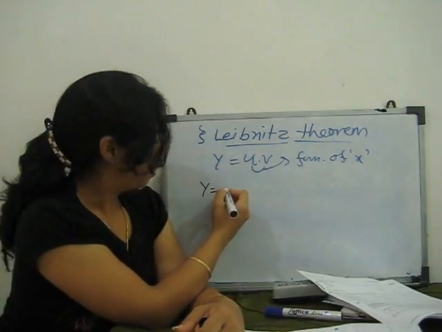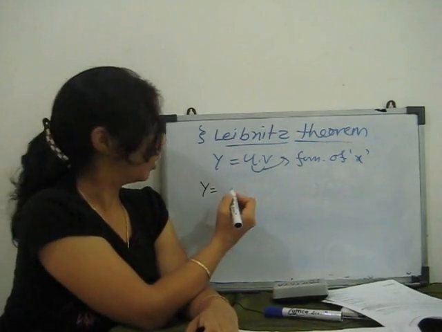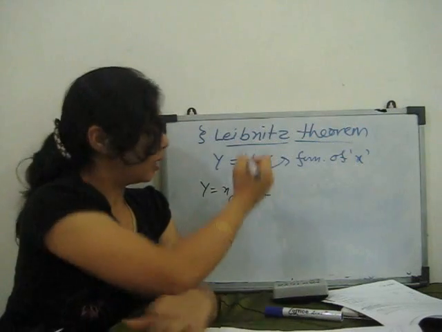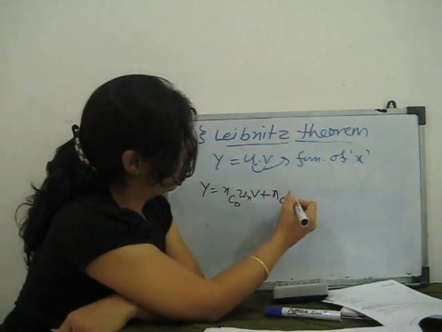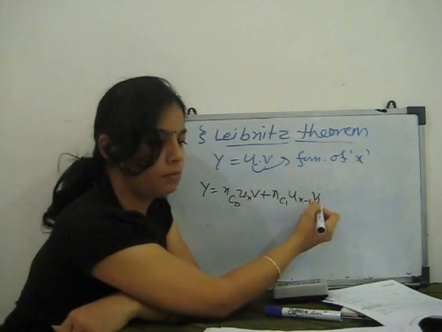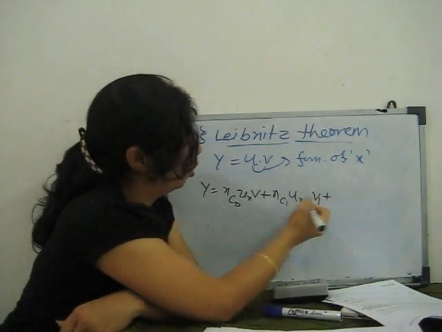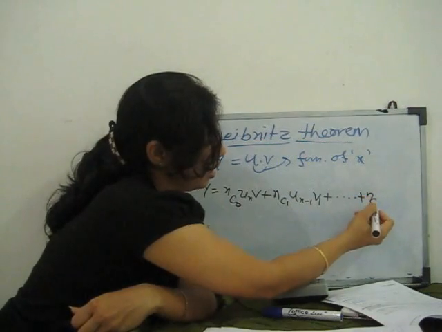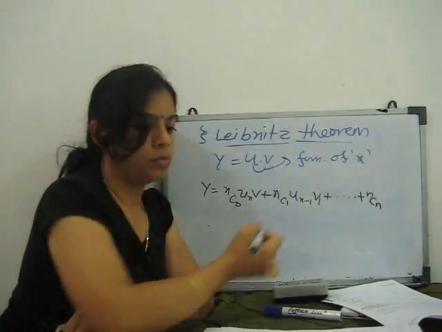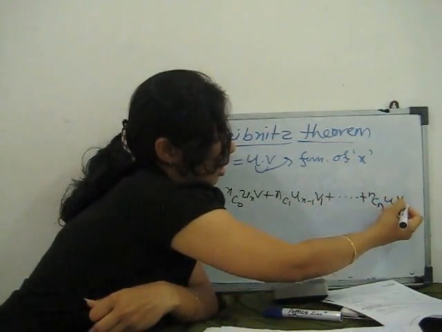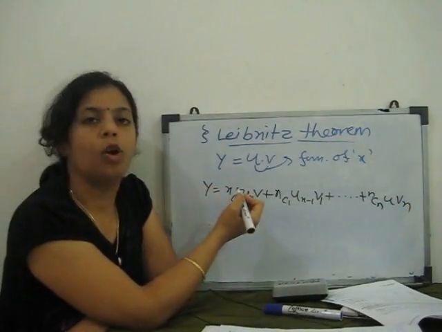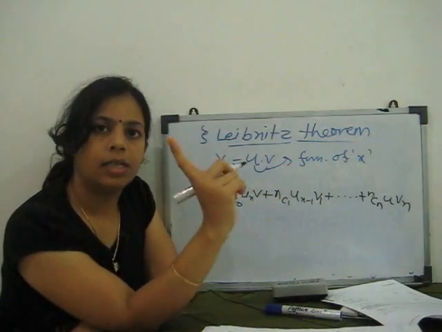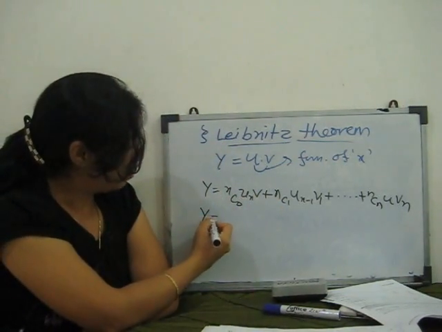So y is equal to nC0 u_n v plus nC1 u_(n-1) v1 plus nC2 u_(n-2) v2, up to plus nCn u v_n. This is Leibniz. So what is the value of nC0? nC0 is 1 and nCn is also 1. nC1 is n.